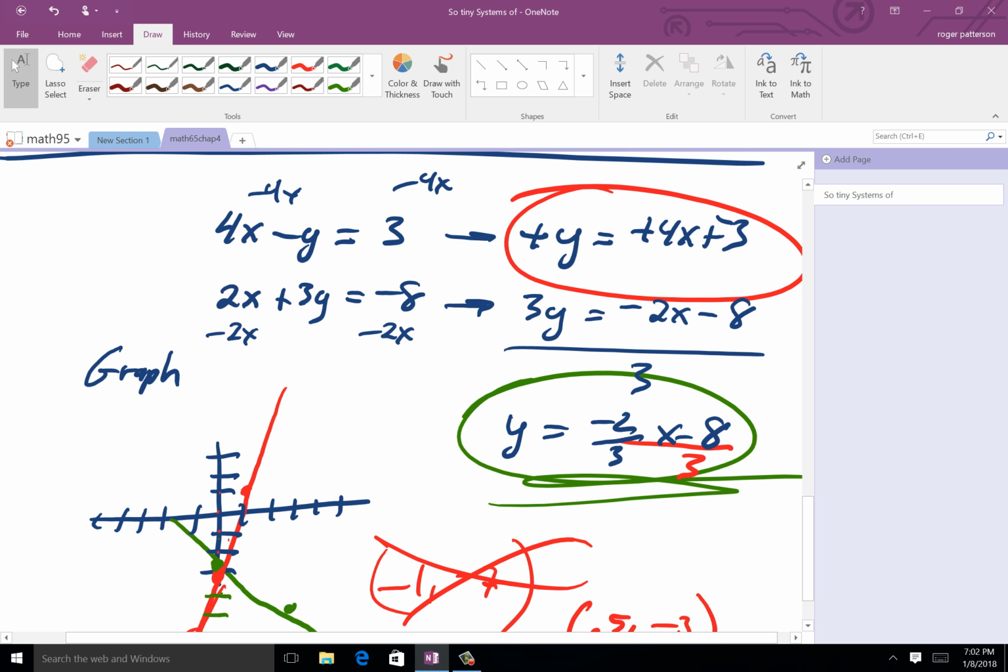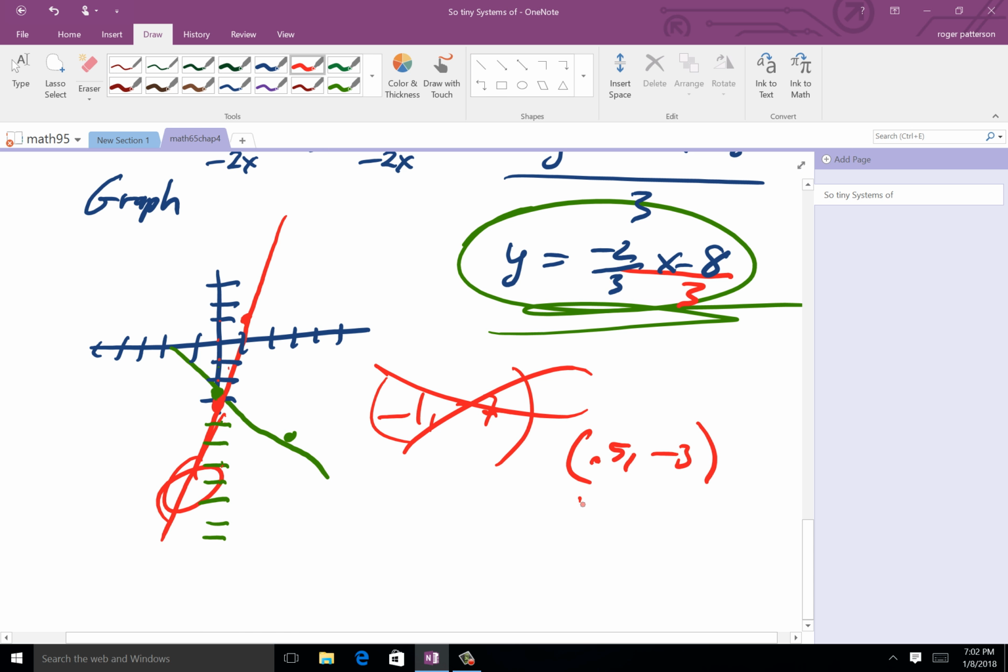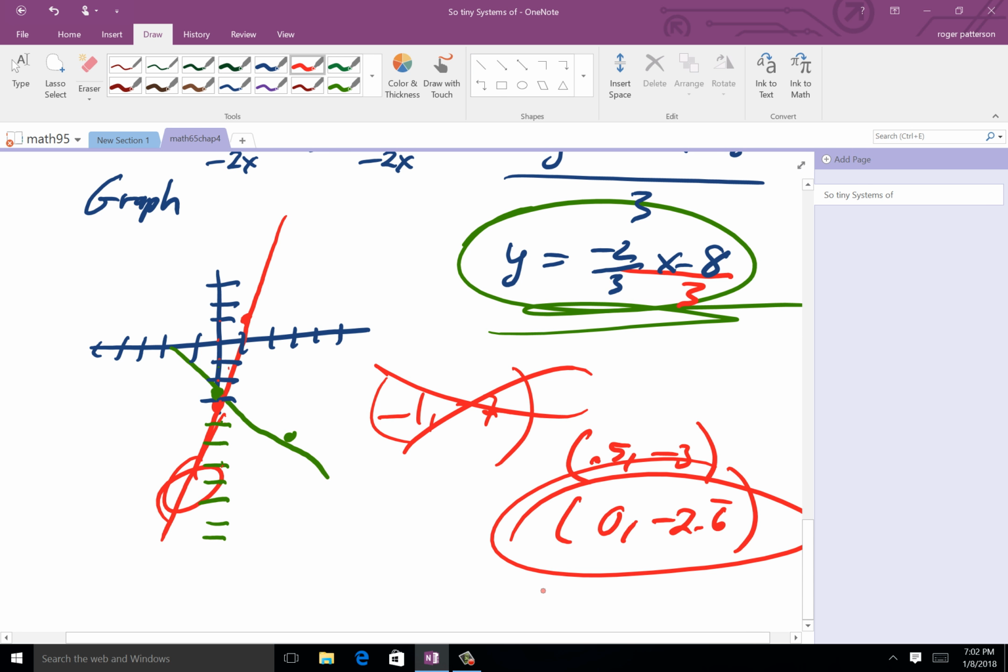Let me go back to, what was it, 0 and negative 2 and 2/3. There it is. 0 and negative 2.6 repeating. Okay, so that's really what it turned out to be.